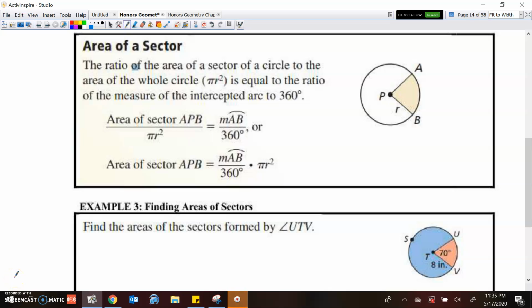So now to finish up lesson 11.2, we're going to look at the area of a sector. This is very similar to where we found arc length. Now we're just talking about area. So it's kind of a cool application of area of a circle, just like the other one was a good application of circumference of a circle.